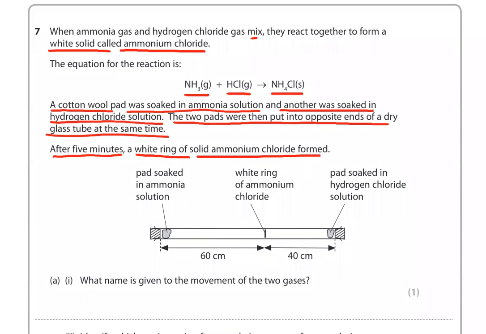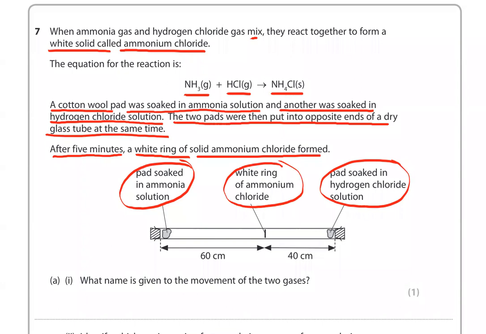وراح جايب التيوب وحاطط فيه pad soaked in ammonia on the left وpad soaked in hydrogen chloride solution which is hydrochloric acid on the right. White ring of ammonium chloride form here. ومدي لك التيوب طوله 100 سنتيمتر ومتقسم إلى 60 سنتيمتر 40 سنتيمتر. اللي هي distance between الأمونيا solution pad soaked in ammonia solution and the white ring. وهنا the distance between the pad soaked in hydrogen chloride solution, which is hydrochloric acid, and the white ring is 40 centimeter. Question AI, what name is given to the movement of the two gases?